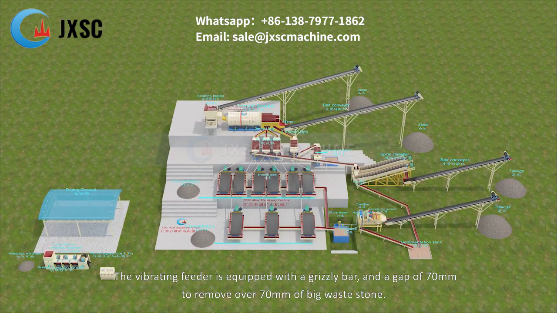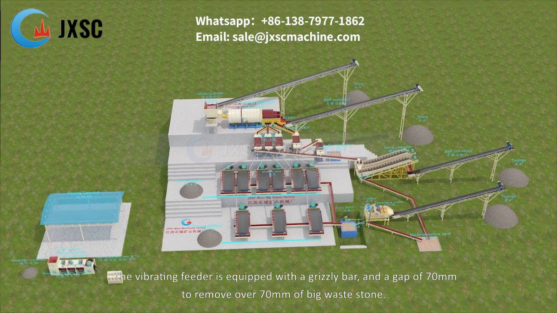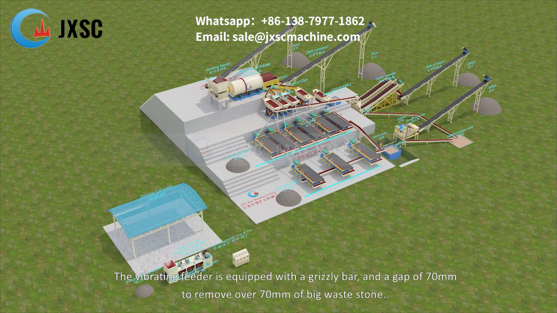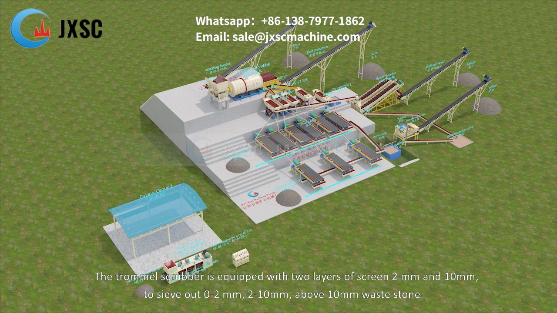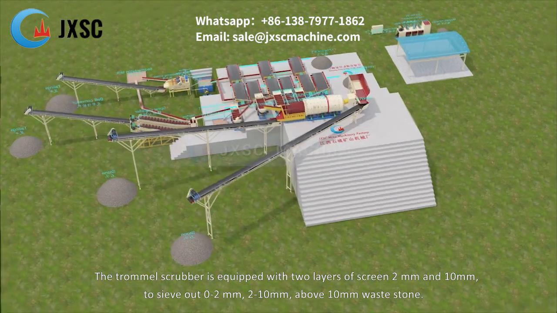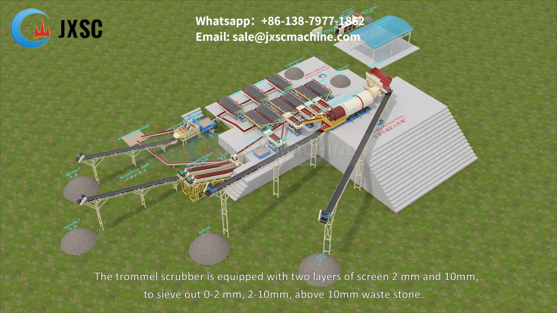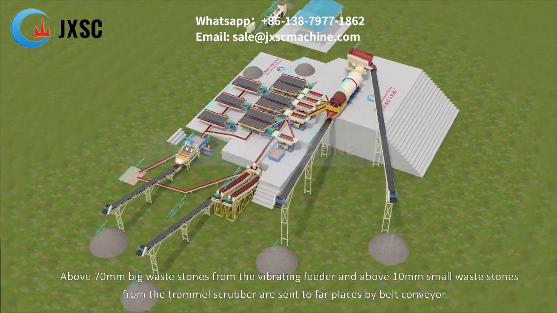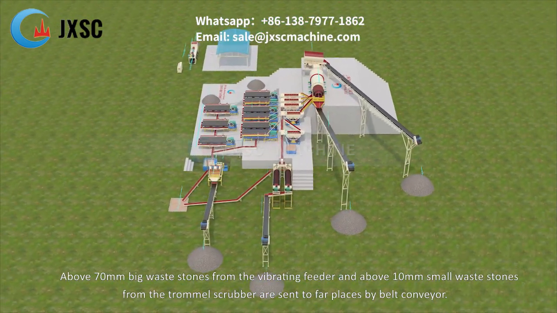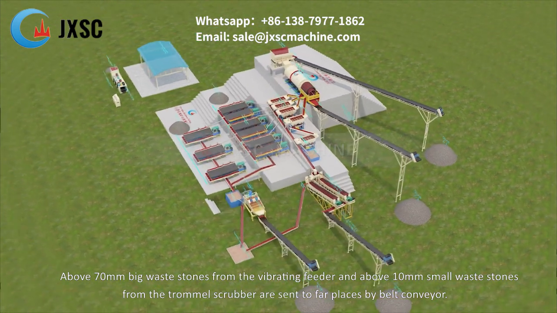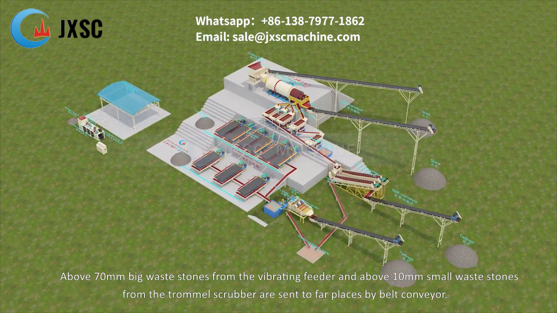The vibrating feeder is equipped with a grizzly bar and a gap of 70 mm to remove over 70 mm of big waste stone. The trommel scrubber is equipped with 2 layers of screen, 2 mm and 10 mm, to sieve out 0 to 2 mm, 2 to 10 mm, and above 10 mm waste stone. Above 70 mm big waste stones from the vibrating feeder and above 10 mm small waste stones from the trommel scrubber are sent to far places by belt conveyor.